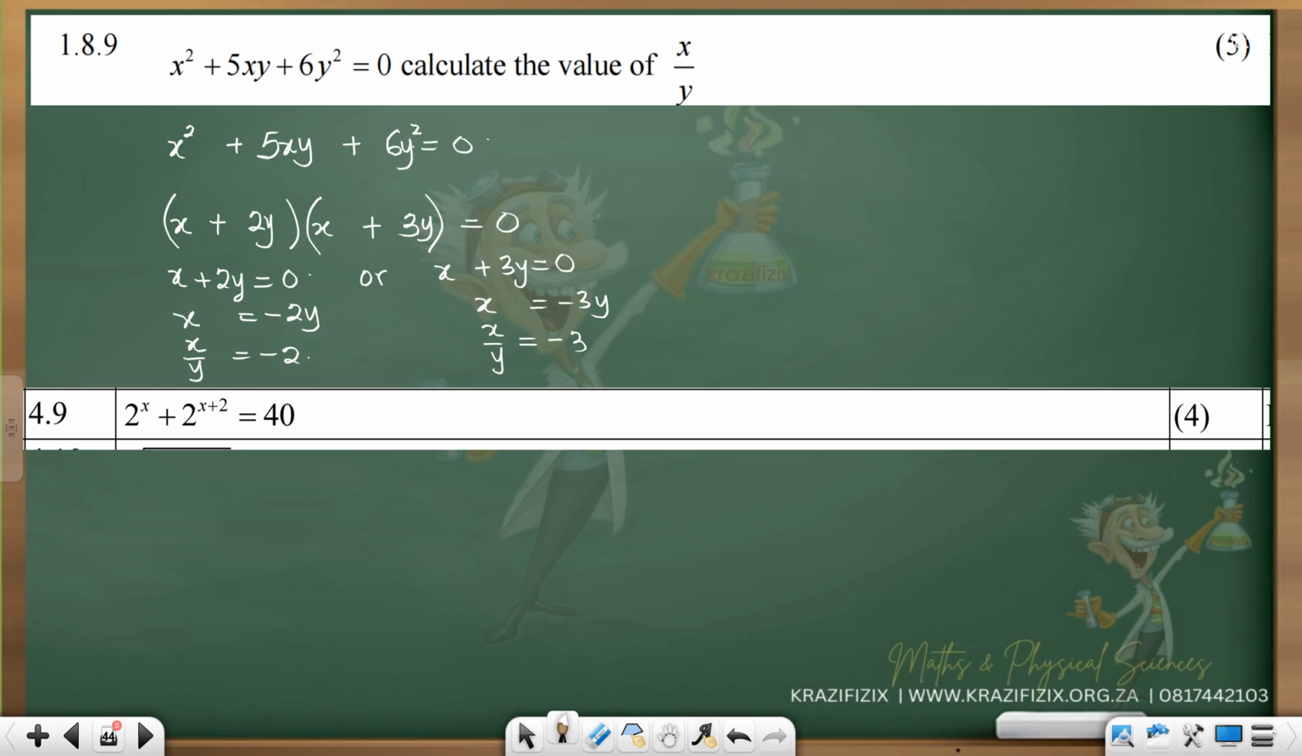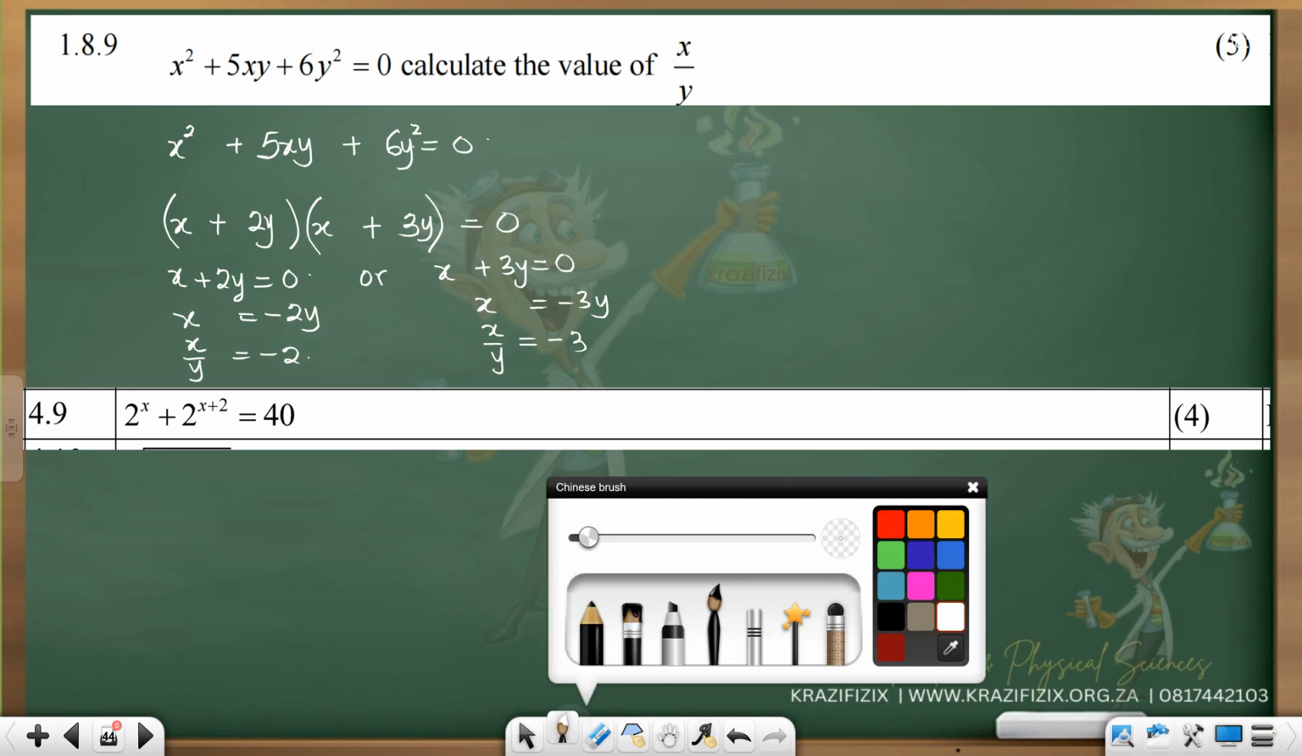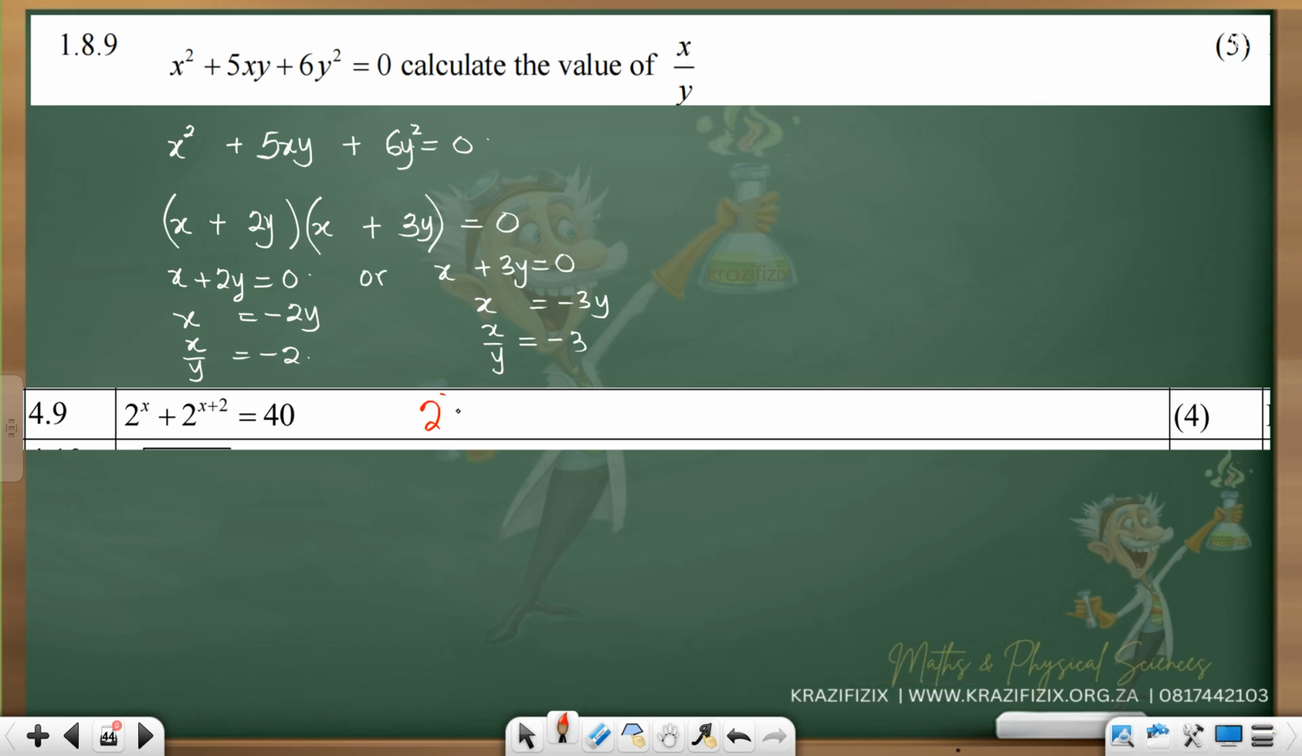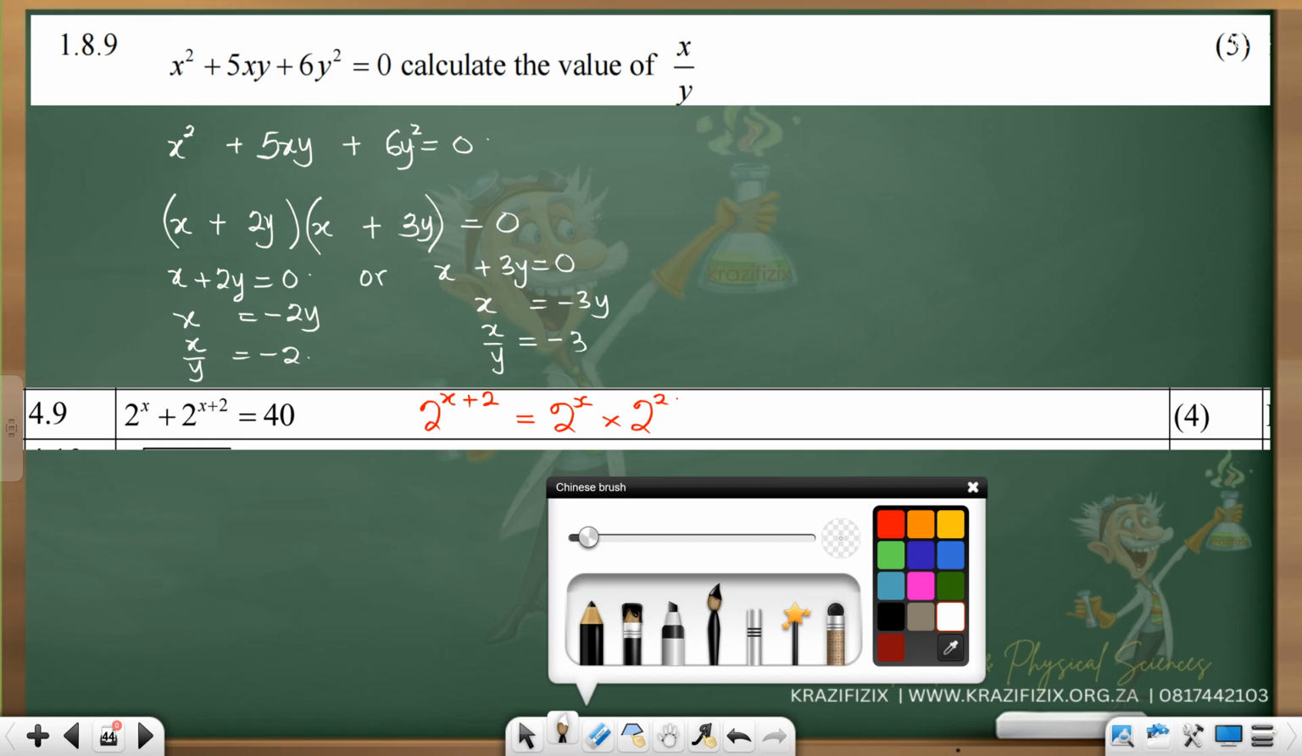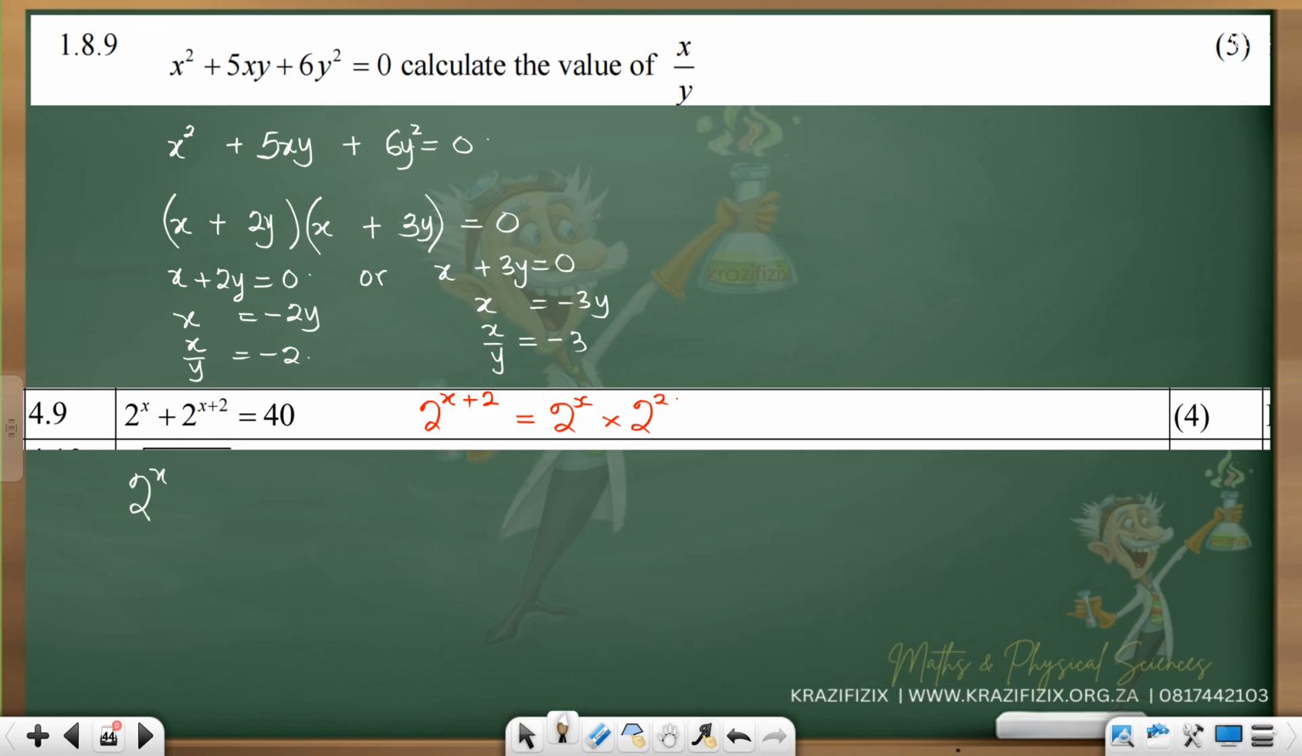4.9, the next one. All right, we said something yesterday about the laws of exponents: 2 to the power x plus 2 should be written as 2 to the power x times 2 to the power 2. And that's where the key to this question is. So what do we have? 2 to the power x plus 2 to the power x times 2 to the power 2. You've got to write nicely. If I factor out 2 to the power x, or if you cannot see it, we can say let 2 to the power x be equal to k. It's always nicer. So that is k plus 4k equals to 50.